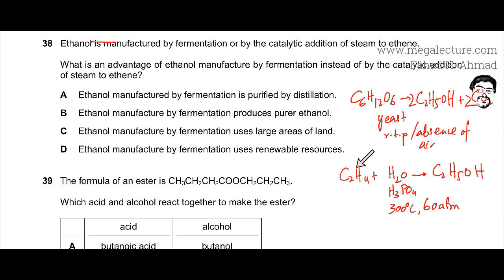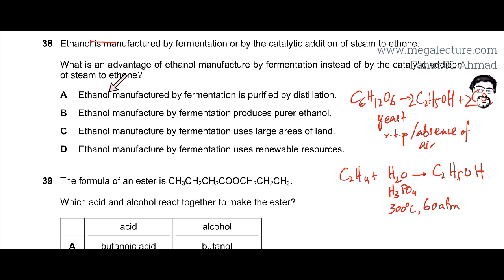The other one is you take ethene from crude oil. Crude oil is where you're going to get ethene. It is reacted with water, but the conditions are extreme. You need a phosphoric acid catalyst, 300 degrees centigrade temperature, and 60 atmospheres pressure. So ethanol would be produced. So the question is, what is the advantage of ethanol manufactured by fermentation?